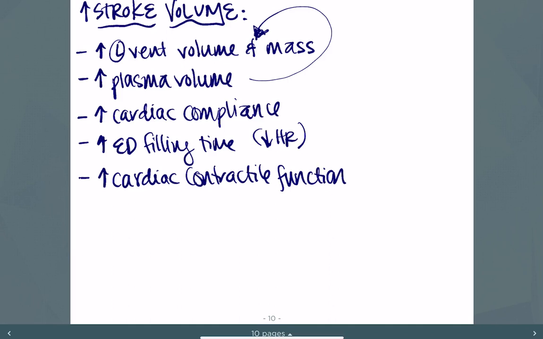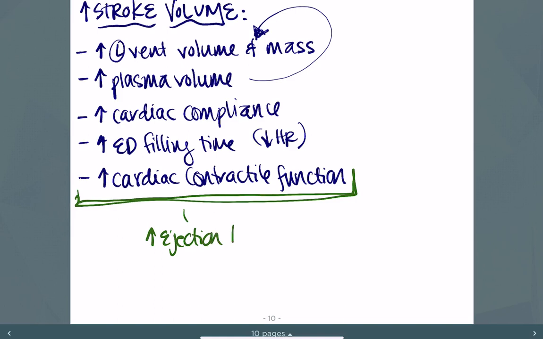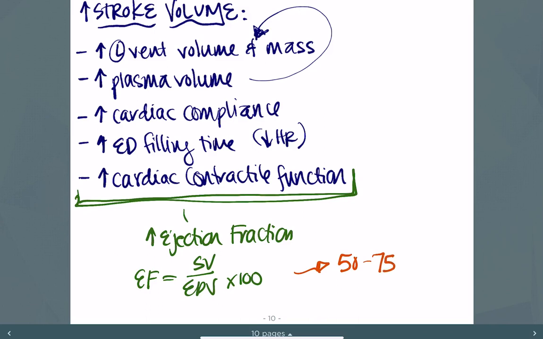So by increasing the amount that can get in, the thickness of the wall, and the strength of the contraction, one of the reasons that stroke volume goes up, if you really put this together, is that you can increase ejection fraction. How much of the blood that got into the heart at the end of diastole were you able to pump out? So ejection fraction is stroke volume divided by end diastolic volume times 100. And it is normal at rest to be somewhere between 50 and 75% ejection fraction.